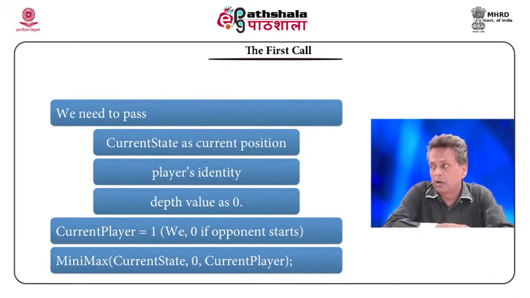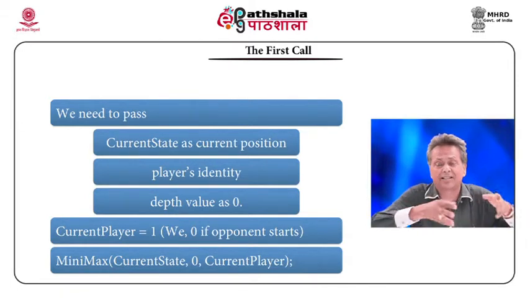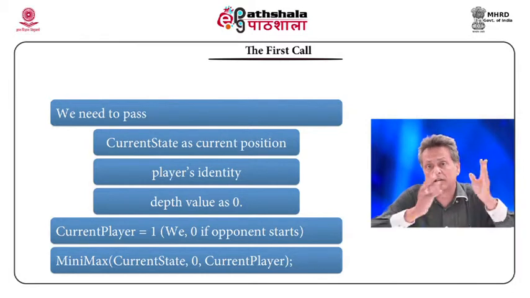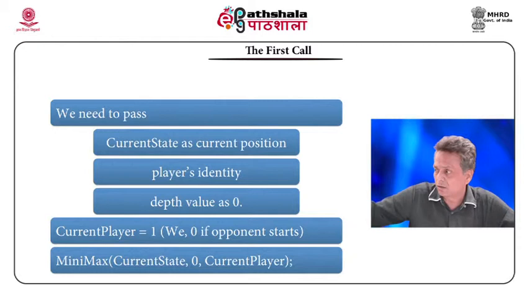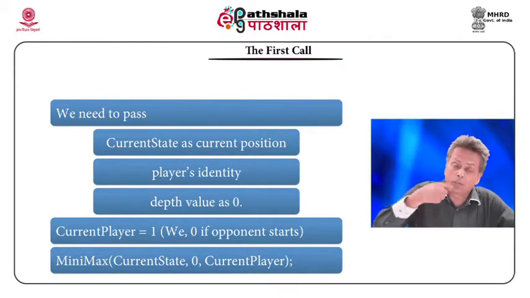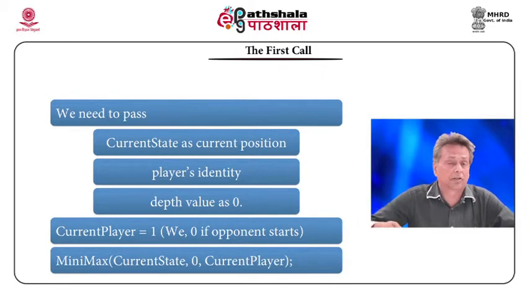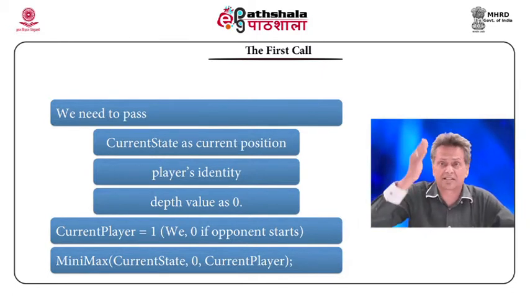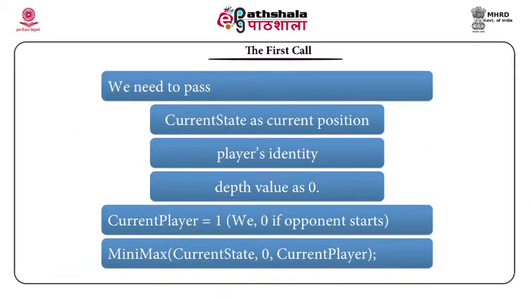In the beginning, we will start with start state, 0, 0. Why? Because start state is the first state, 0 is the depth, and 0 is the player who is playing. So in the beginning it will be this, later on it will be the other one. And if the opponent starts playing, in chess it is possible that we may not start, the opponent may start, the first case is minimax start state 0 and 1. Okay, so with this we have almost completed the minimax algorithm.